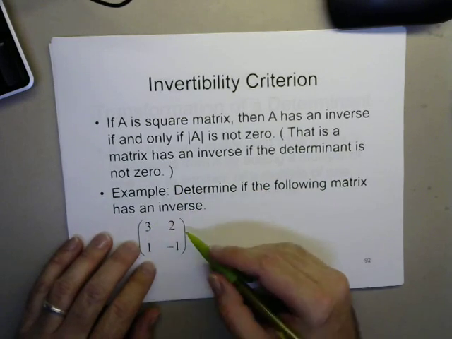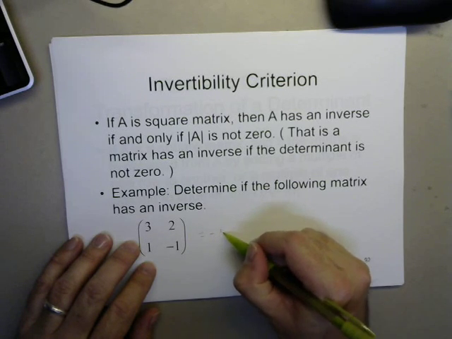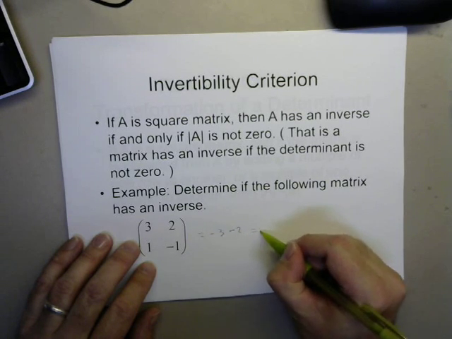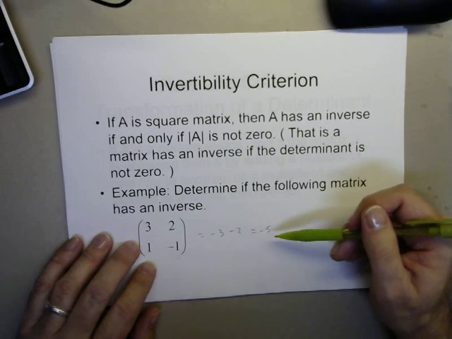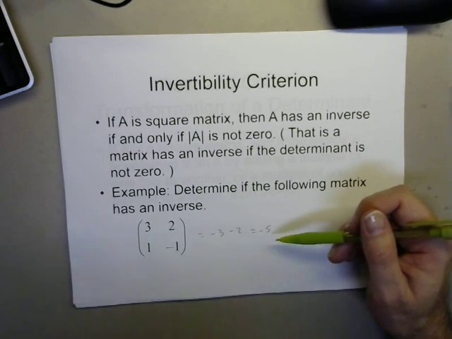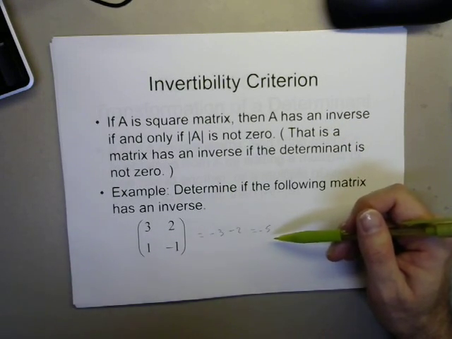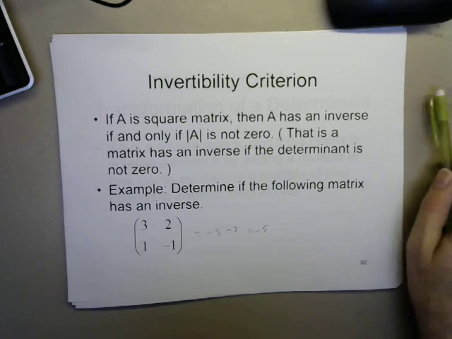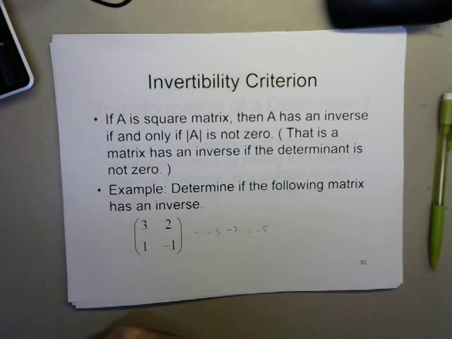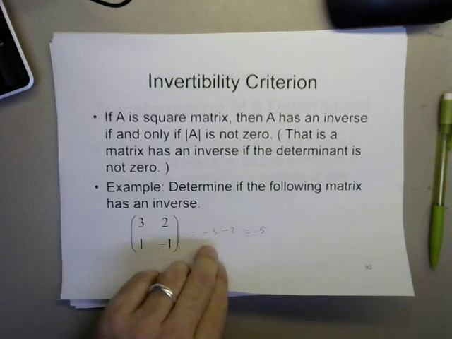So if you take 3 times -1, that'll give you -3 minus 2, that would give you -5. So because this determinant in this case is non-zero, this will have an inverse. And again, you might wonder what I mean by inverse. Well, we'll get to that later.